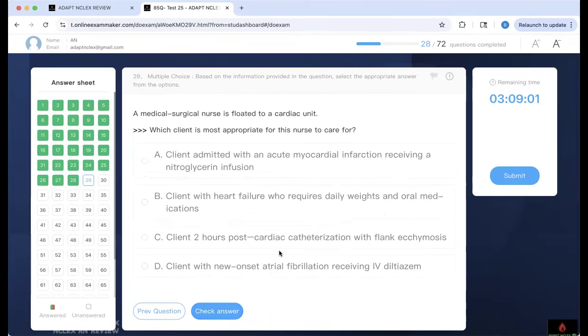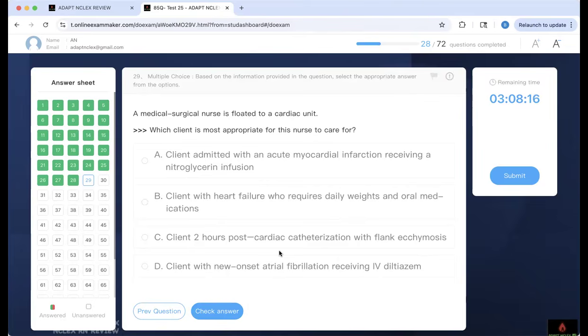A medical surgical nurse is floated to the cardiac unit, floating nurse assignment. Which client is most appropriate for the nurse to care for? Client admitted with acute myocardial infarction receiving nitroglycerin infusion. Client with heart failure who requires daily weight and oral medication. Client 2 hours post-cardiac catheterization with frank ecchymosis. Client with new onset atrial fibrillation receiving IV diltiazem. Which one is okay to give to a floater who went to the cardiac unit? I'll give you a clue. Give them a patient who's stable and does not require a lot of extensive work, or you can assign them whatever the nurse can do. You pick an answer?